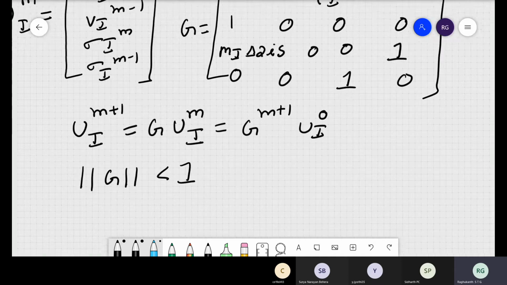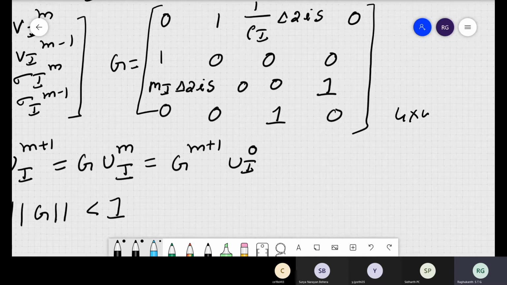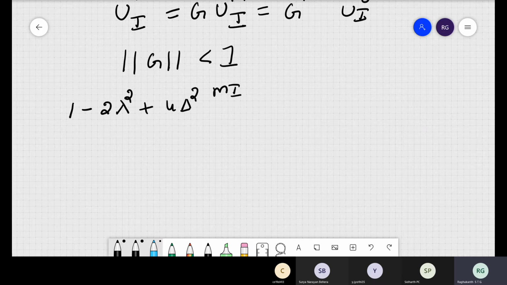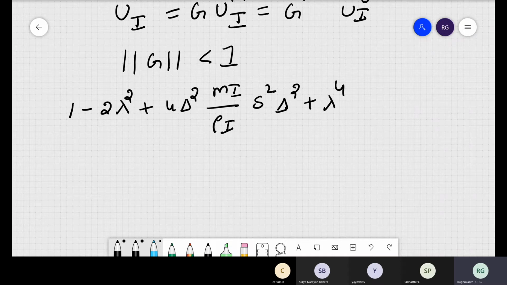But here the problem is my G is a 4 by 4 matrix. So you have to find the eigenvalues of a 4 by 4 matrix. You will get a characteristic equation and all those things. If I write the eigenvalue equation directly, it is (1 - 2 lambda^2 + 4 delta^2 (mu/rho I) S^2 delta^2 + lambda^2 + lambda^4 = 0. So this is a fourth order equation, and we will get the 4 eigenvalues.